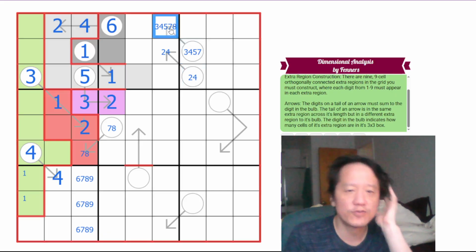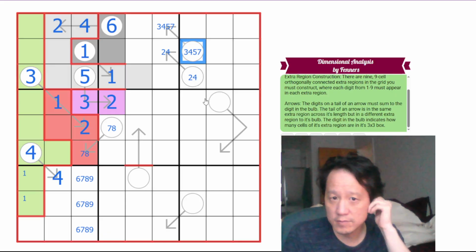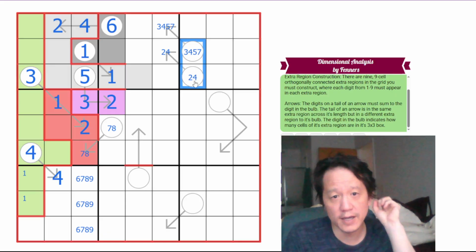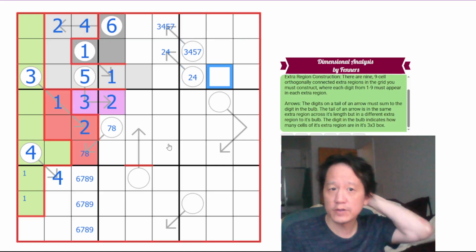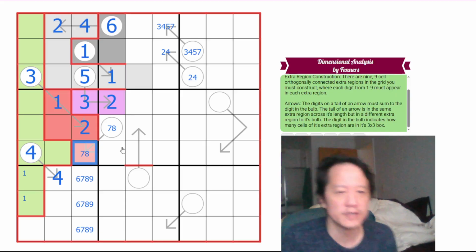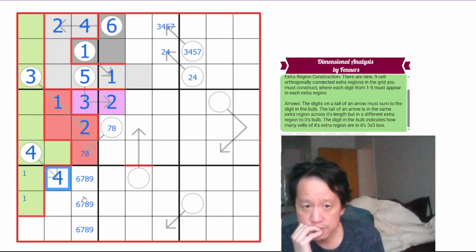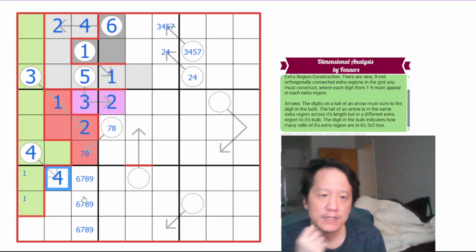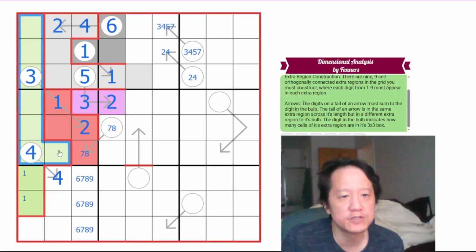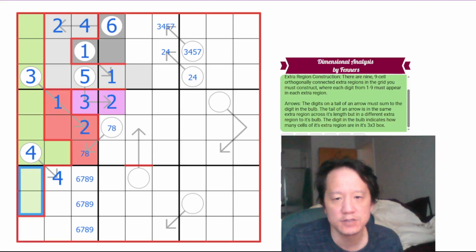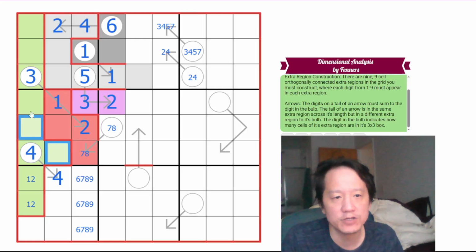This can be 3, 4, 5, or 7. Because these can add up to 9 at most. Okay, so this is 7 or 8. This is 7 or 8. This is 4. This green also needs a 2, and 2 cannot be here or here because of the 2s in the boxes. So this is a 1-2 pair here. That eliminates 1 and 2 in the rest of that region.